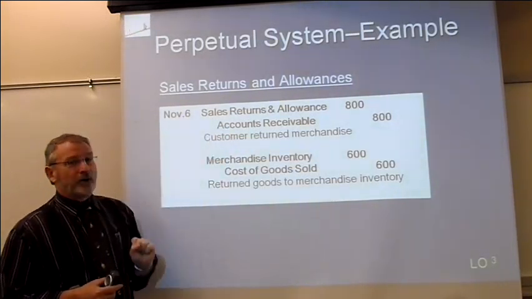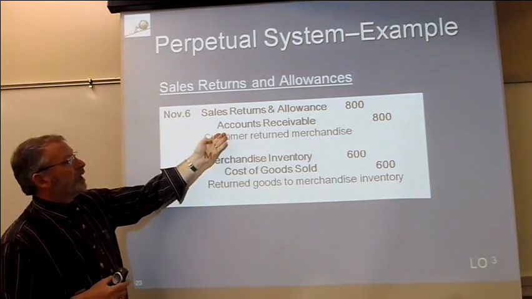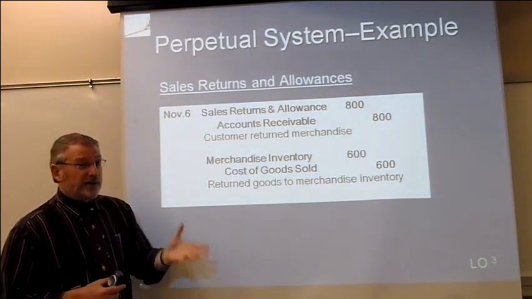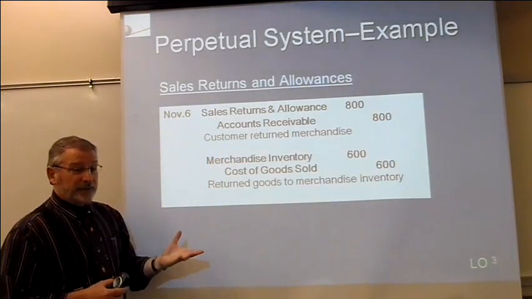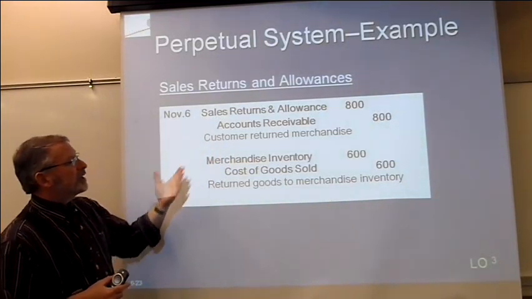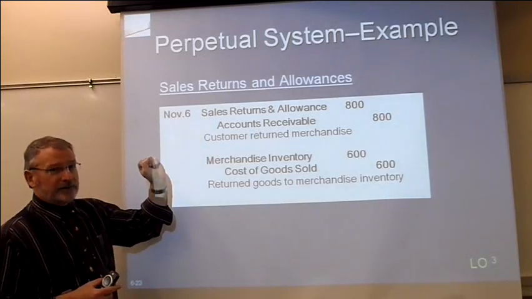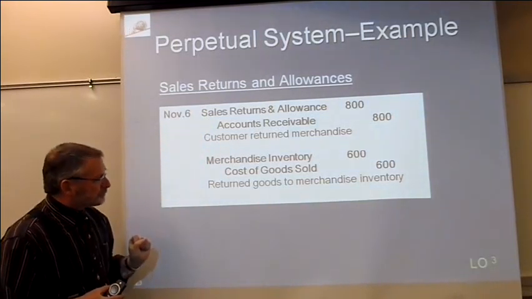But the customer no longer owes us for this stuff either. So we reduce the amount that the customer owes us, so the accounts receivable goes down. We're not going to receive as much payment in the future now because they've returned the merchandise. And we debit returns and allowances to sort of undo the sale.